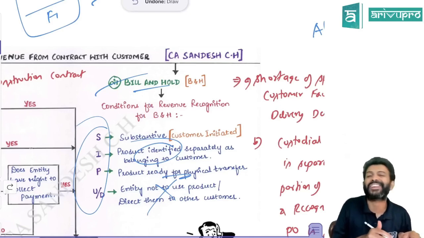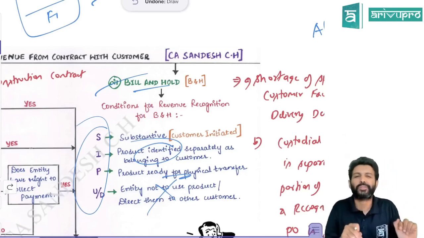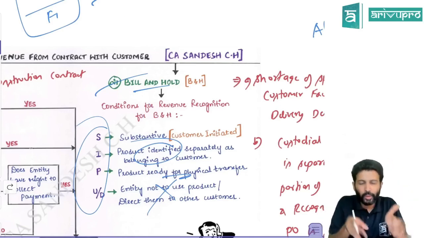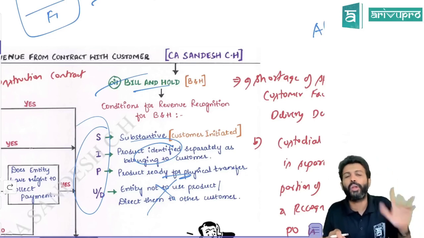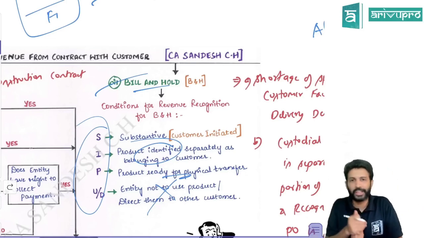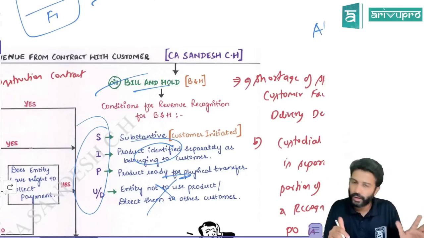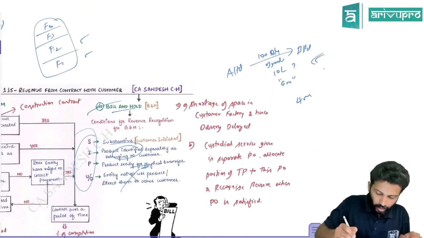So if all this is satisfied, the day all this is satisfied, that day you can go ahead and book the revenue. If SIPUD is satisfied today, you can book the revenue today, even though your performance obligation is not satisfied. It is a specific case. Okay, that's about bill and hold.